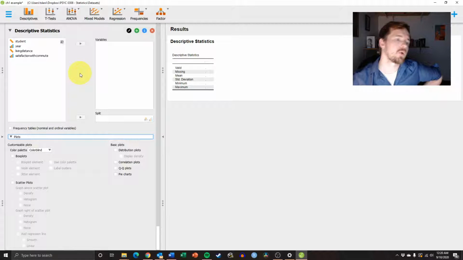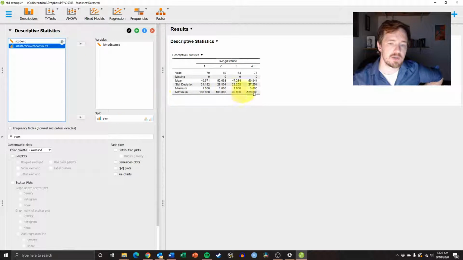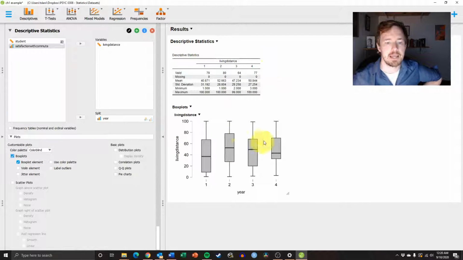So what I'm going to do first is actually divide the data very similarly to how we did the previous assignment. So we want to look at the living distance over years. So this is what we had last time, right? But now we want to graph this out. How should we do that? Let's make a box plot. Let's see what that looks like. So you just go down here, you just click on box plot, and it automatically creates this figure for you.